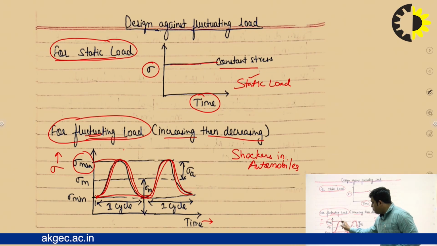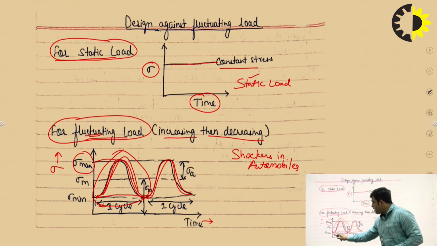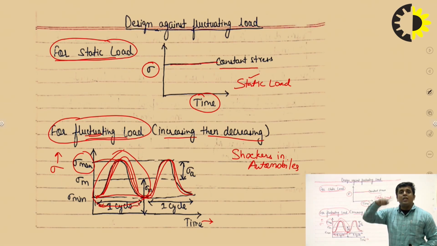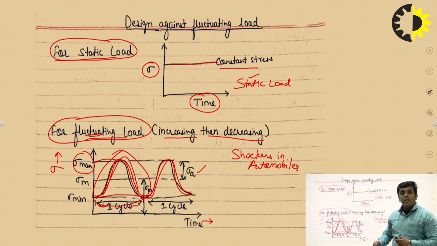So this first portion of the graph we call one cycle. This is the one cycle completion. Then the other is another one cycle. Now there are two terms also mentioned here, sigma a and sigma m. What are these? We are going to discuss these now.